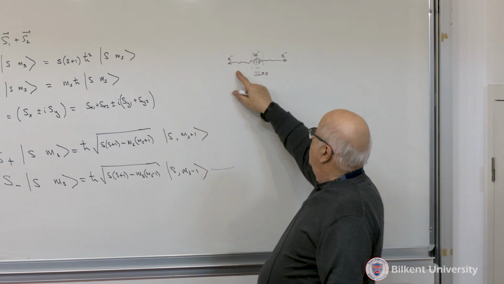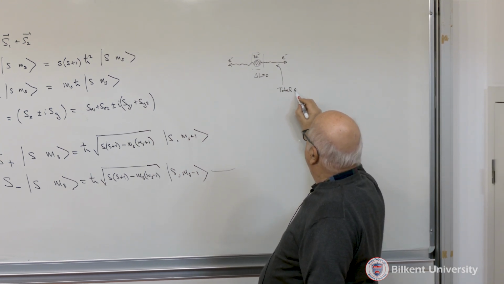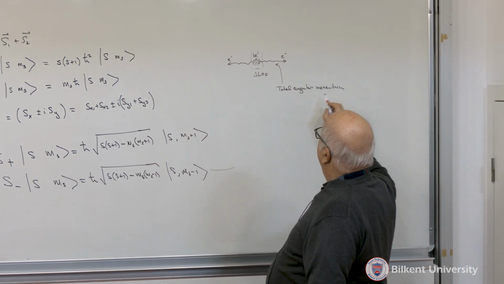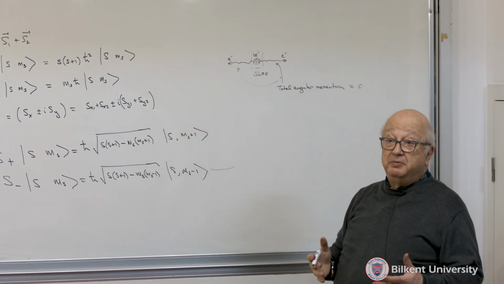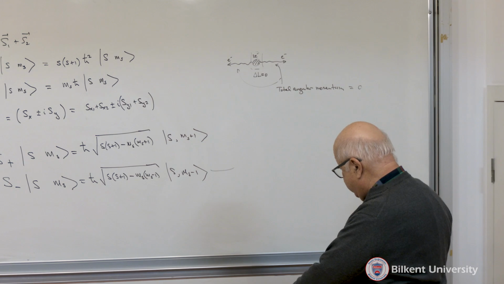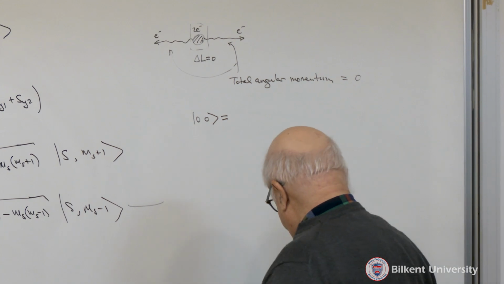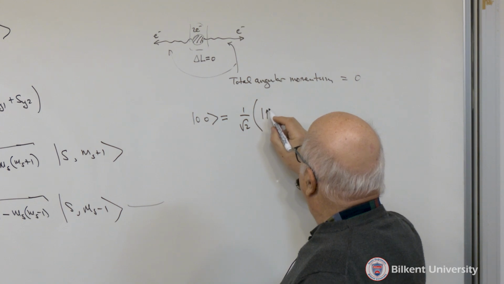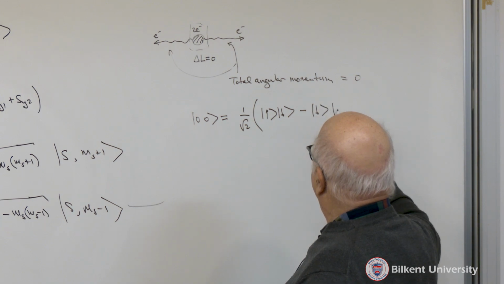Okay? So that means, let me just write this out in English, the total angular momentum of these 2 objects is equal to 0. That means it must be in the singlet state. So the wave function corresponding to these 2 electrons is going to be 1 over square root of 2 times up, down, minus down, up.